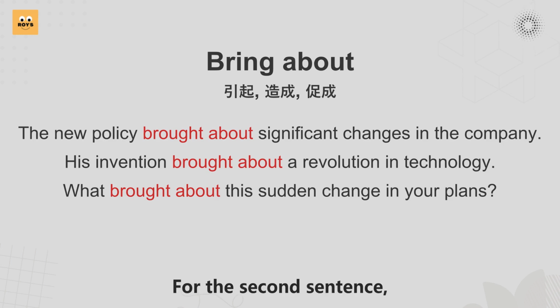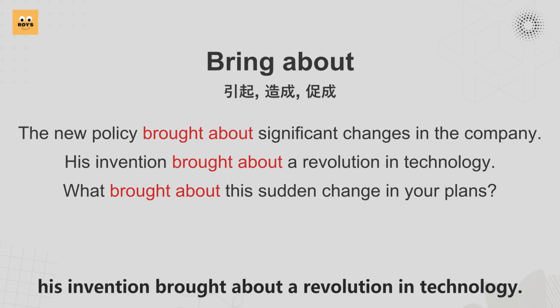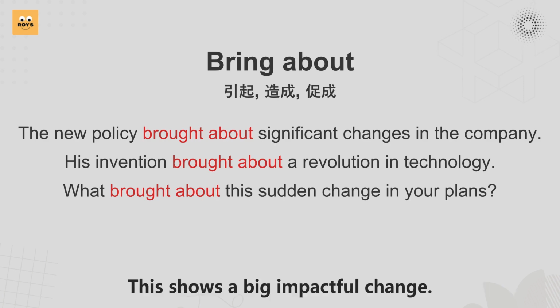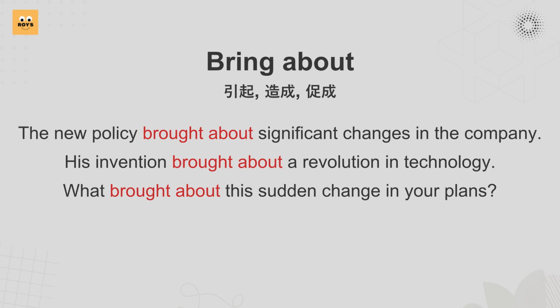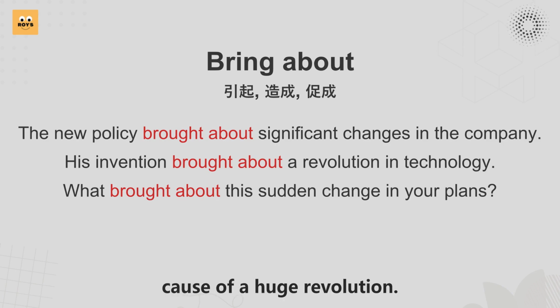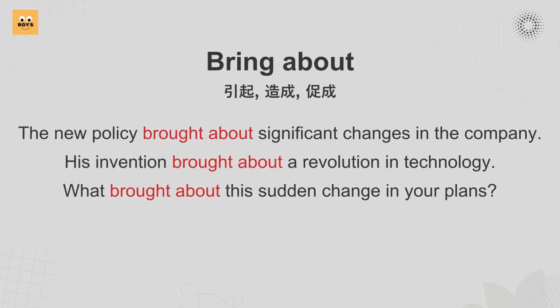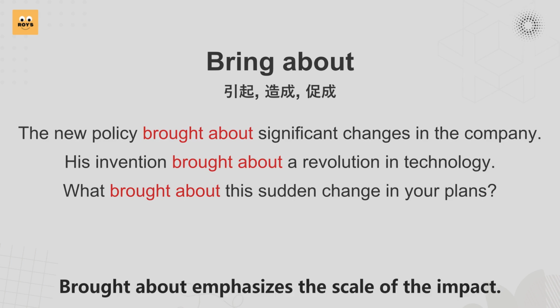For the second sentence, his invention brought about a revolution in technology. This shows a big, impactful change. Absolutely. The invention was the direct cause of a huge revolution. Brought about emphasizes the scale of the impact.